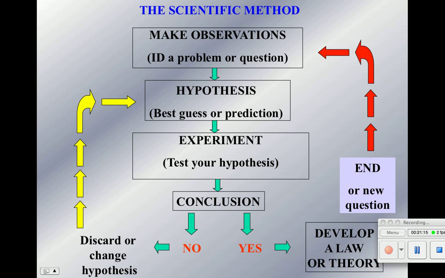Sometimes your conclusions show that your hypothesis was incorrect. And if your hypothesis is incorrect, you can either discard your hypothesis or you can change parts of your hypothesis and retest. Discard your hypothesis altogether and test another variable, or change parts of your hypothesis, refine your hypothesis, and re-experiment. And hopefully those discards and changes will lead you, the next time, to develop a law or a theory.